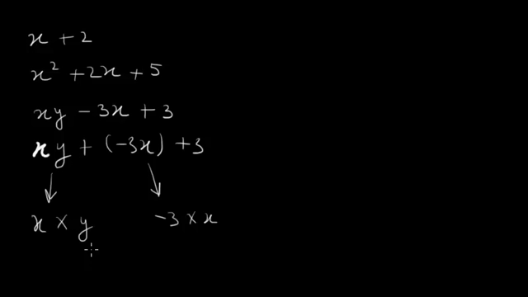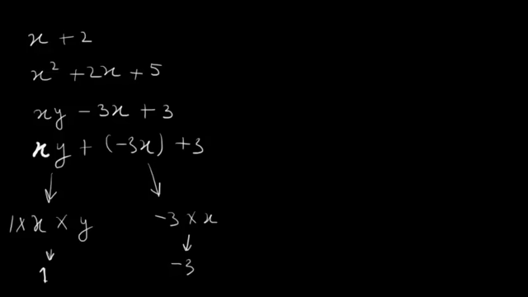Another entity is called coefficient. We can say the numerical value of a term is the coefficient. Here we can write it as 1. So its coefficient is 1, and this term has coefficient minus 3. So this is all about terms, coefficient and factors.